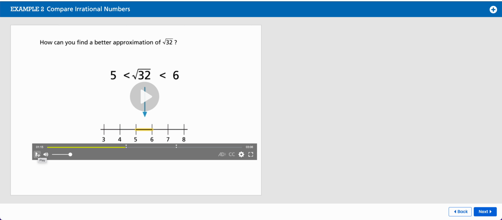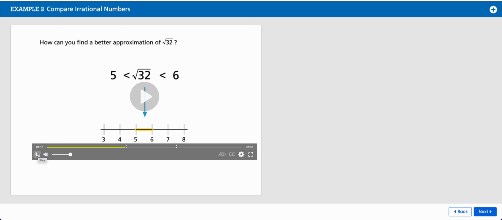All right, so far I like everything that's going on here. You really need to be able to do that first part where she puts the square root of 32 in between two perfect square numbers. So you need to be able to look at the number 32 and think, okay, the next perfect square number is 36 and the one before it is 25. You need to be able to do that.